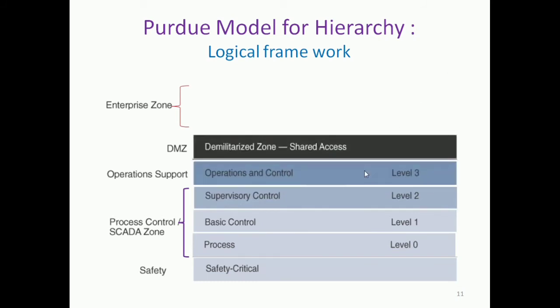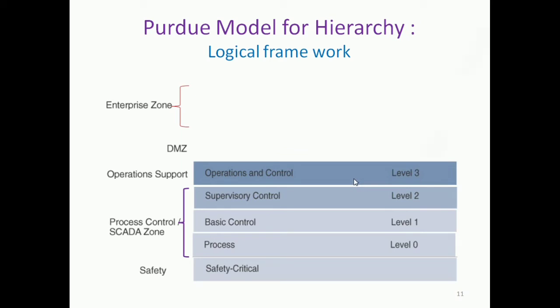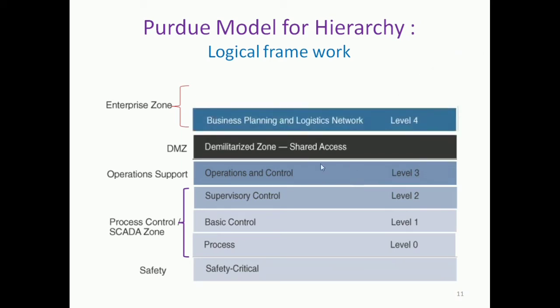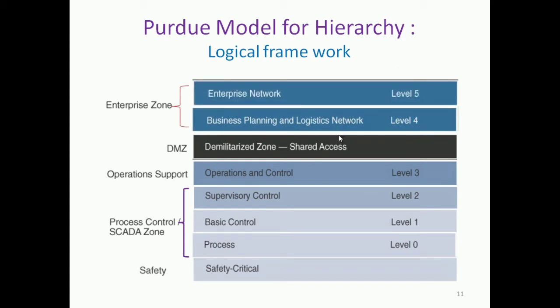operation control level 3. That is the demilitarized zone, where information will be shared between the enterprise zone and the operation zone. In the operation zone, we have the zone called business planning and logistics network, level 4, and the enterprise network, level 5. So the enterprise zone and operation zone are separated by the demilitarized zone. Of these total levels, the first two, levels 5 and 4, are common for both IT and IoT, whereas the safety levels, level 0 to level 3, are dedicated to IoT, right?